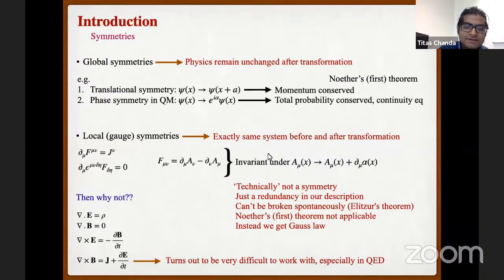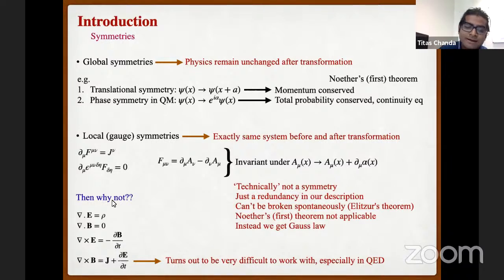Then we can ask, since this is just a redundancy in our description, why we talk in this language? Why not, for example, this, that is Maxwell's equation in usual formalism, right? It turns out that when the system or the theory gets complicated, it is very difficult to work in this language, especially, for example, say in quantum electrodynamics.